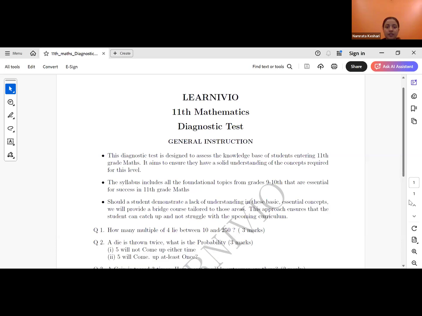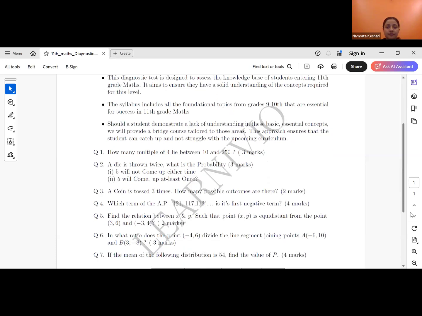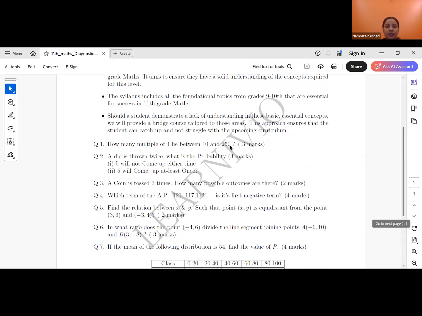Can you see the screen? Yes, teacher. There are 8 questions over here, mostly from class 10. Let's do number 1. How many multiples of 4 lie between 10 and 250? You have to use pen and paper for solving this question. Please solve it and tell me the answer directly.